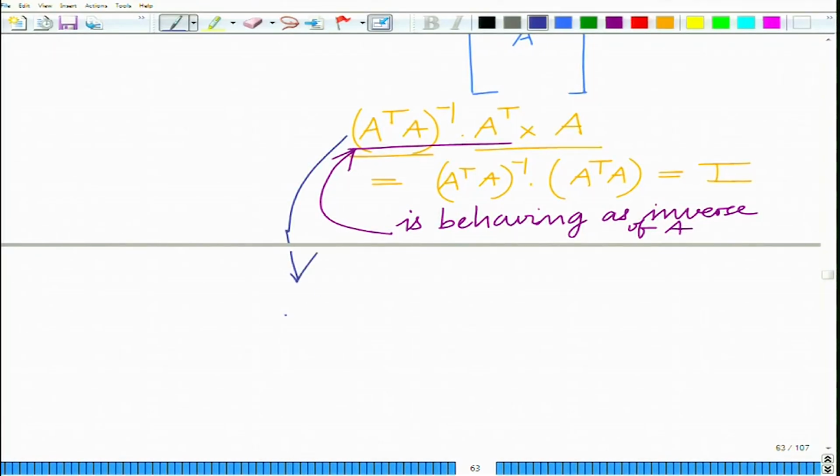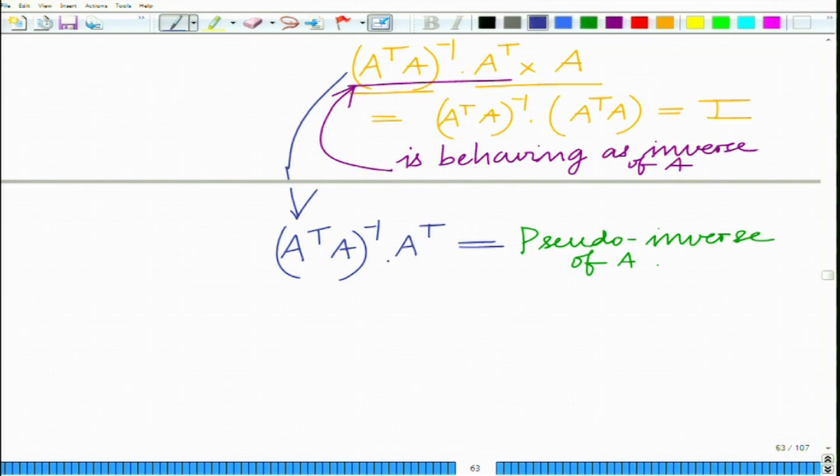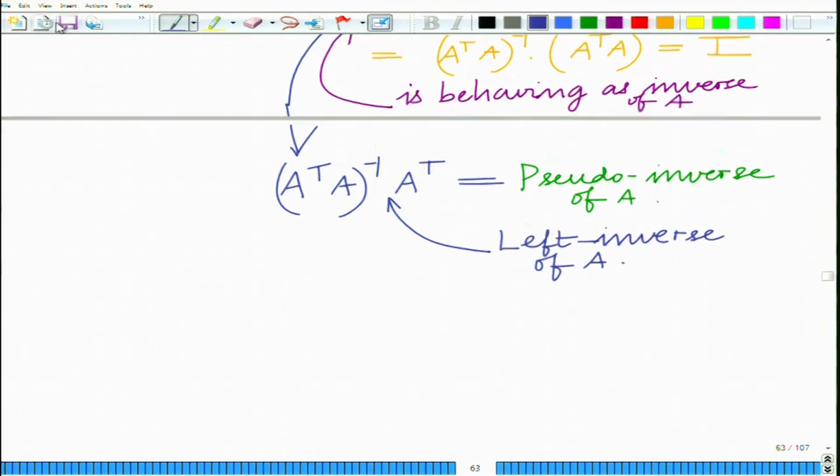So this quantity, A transpose A inverse into A transpose, is termed the pseudo inverse of A, and remember, it is also a left inverse, because it is only true when you multiply it on the left. It is a left inverse of the matrix.